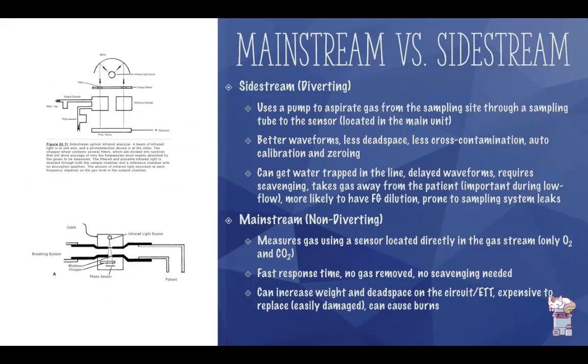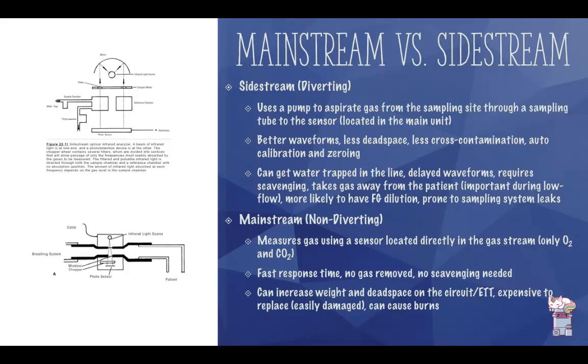The two different ways to monitor end-tidal CO2 are known as mainstream and sidestream capnography. Sidestream, or diverting capnography, uses a pump to aspirate gas from the sampling site at the level of the breathing circuit through a sampling tube to the sensor, which is located in the main monitoring unit. This type of monitor results in better waveforms. It creates less dead space within the breathing system, less cross-contamination between patients, and the machine has automatic calibration and zeroing features.